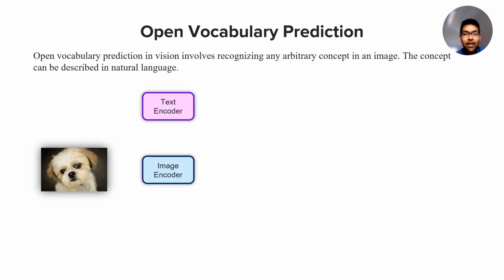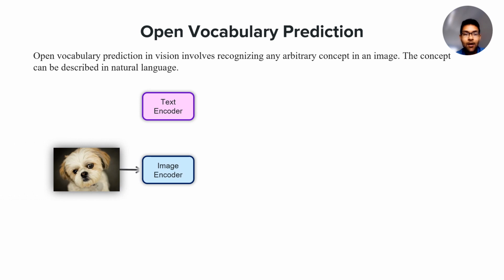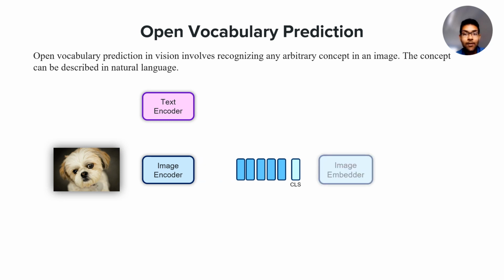A CLIP model has an image encoder and a separate text encoder. For a given image, a vision transformer-based image encoder produces token-level representations for disjoint patches in an image, as well as an additional token representation called the CLS token for the image as a whole. The CLS token then passes through an image embedder to produce the output from the vision side of the model. A similar process is carried out on the text side with a text encoder and a text embedder.